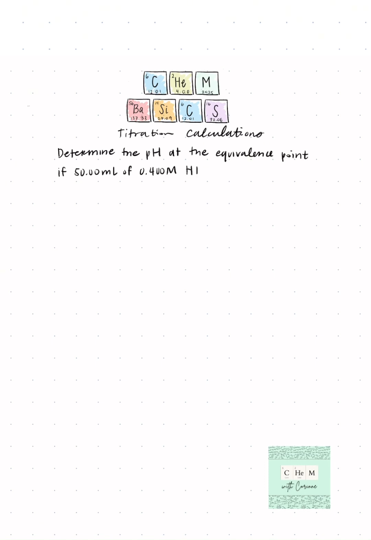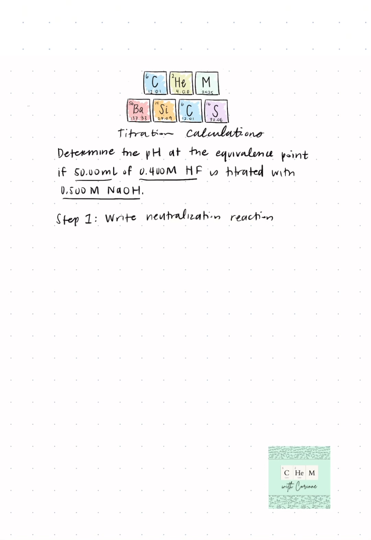So we want to determine the pH at the equivalence point if 50 milliliters of 0.4 molar HF is titrated with 0.5 molar NaOH. First thing we need to do is write out the neutralization reaction. And yes, I chose HF on purpose because I want you to remember that it is a weak acid. HF is a weak acid, not a strong acid. Anyway, we're titrating that. We are forming water and then our conjugate base, sodium fluoride.